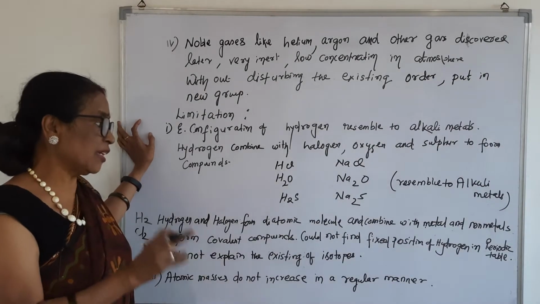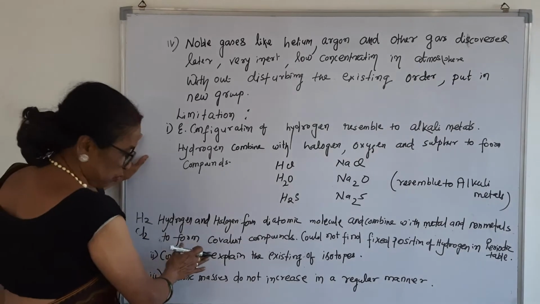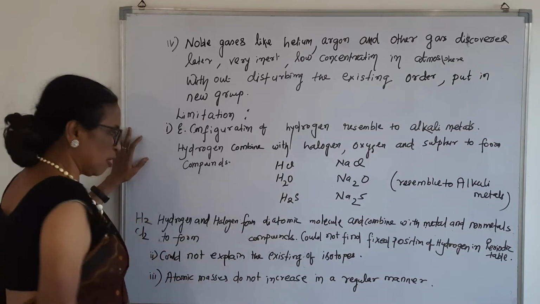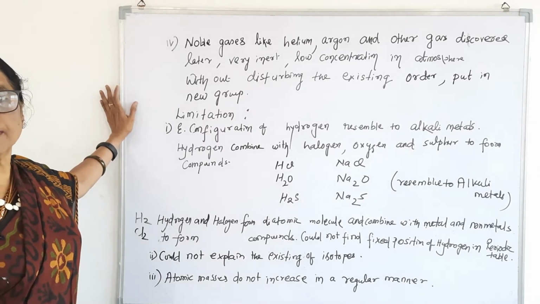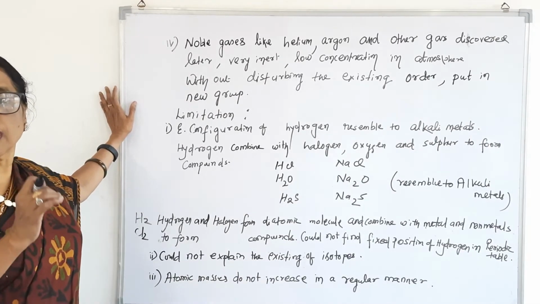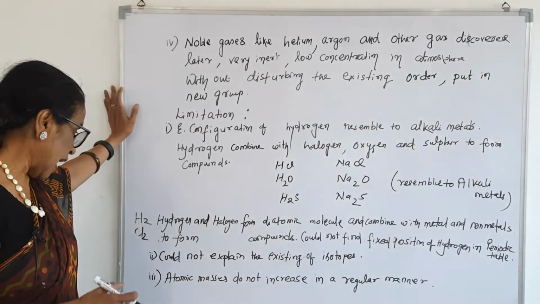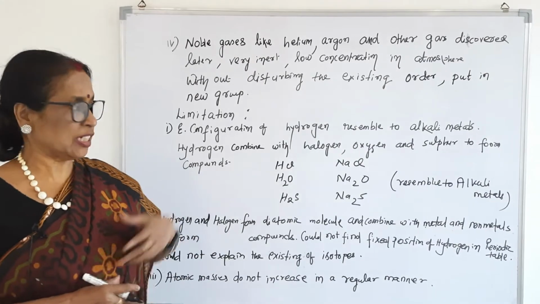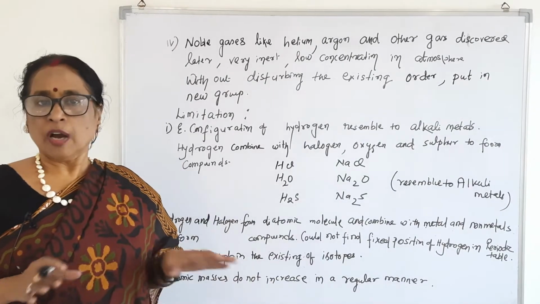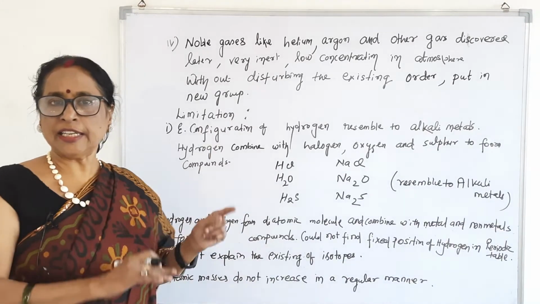With non-metals it forms covalent compounds, and so it could not find a fixed position of hydrogen in the periodic table. This is the main defect, main problem, main limitation, that the position of hydrogen could not be explained, whether it is placed in the first group or the halogen group. And atomic masses do not increase in a regular manner, and are not whole numbers, but fractions. So when you read the modern form of the periodic table, all the doubts in the old form will be cleared automatically. So don't be confused by any doubt when reading.